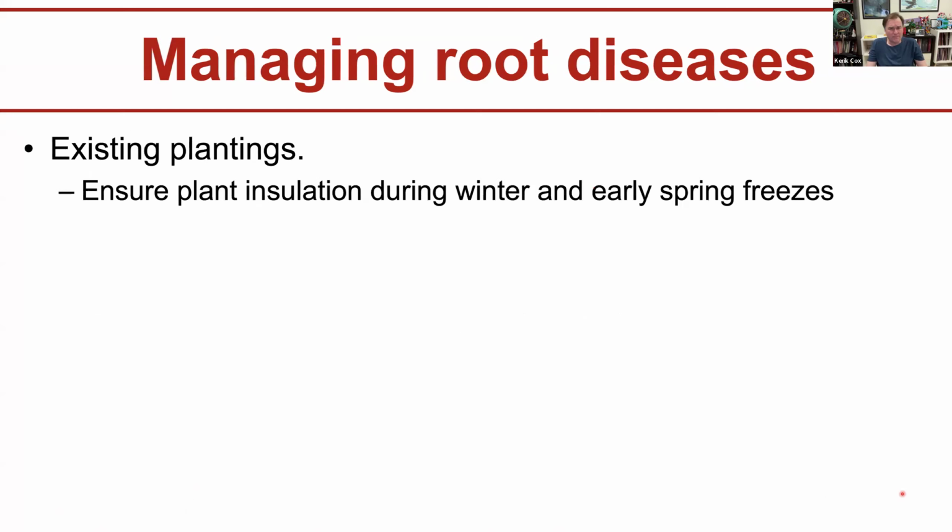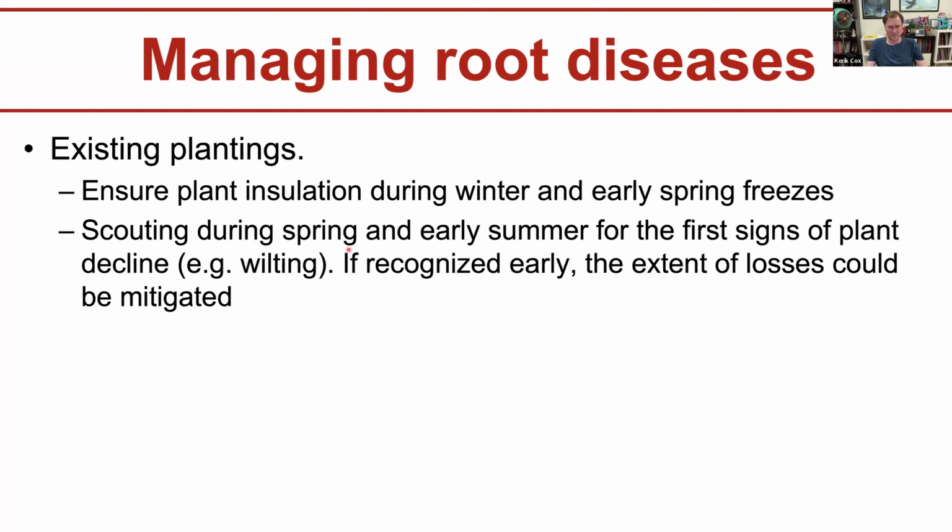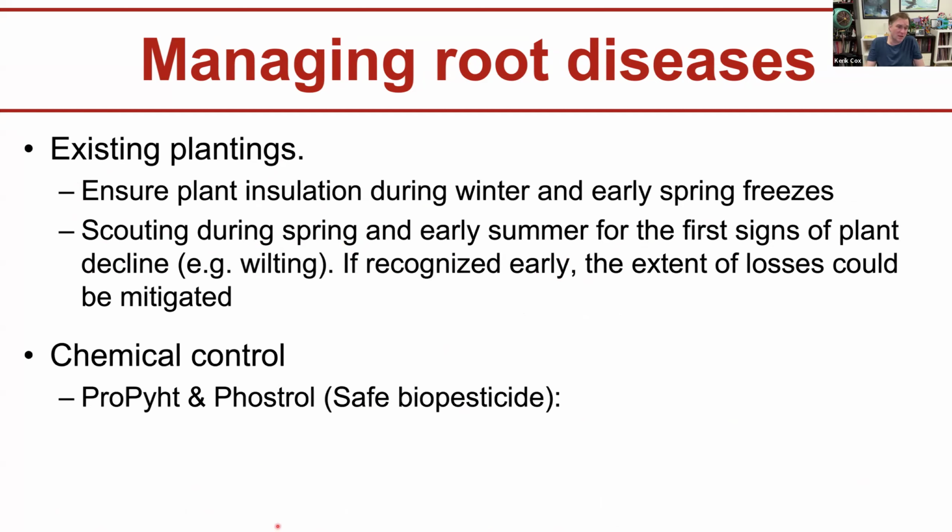What else do we got? We've got existing plantings. Insulation during winter and spring freezes is essential. And then start to scout in the spring and early summer for the first signs of decline. If you see wilting beginning, you might be able to mitigate the loss. What can you use?